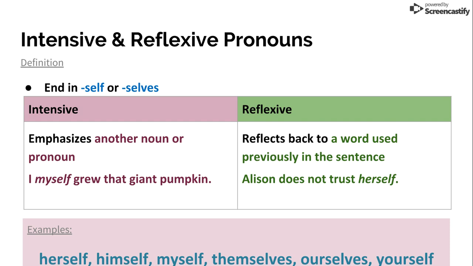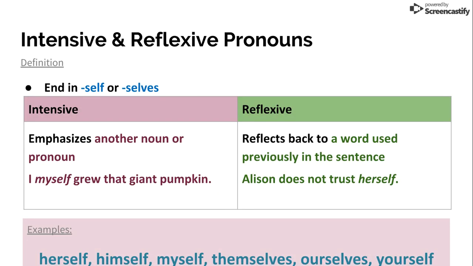Consider the difference between these two sentences. I myself grew that giant pumpkin, like we have in purple, or just I grew that giant pumpkin. With the intensive pronoun in the purple sentence, you're clearly looking for some props about your giant pumpkin. Without it, you're just stating a fact.